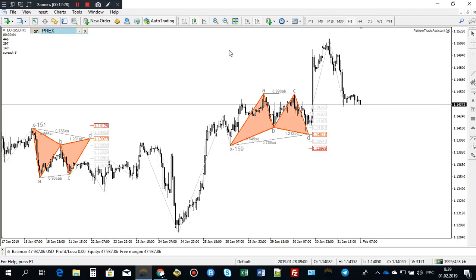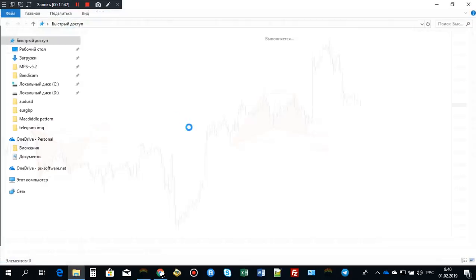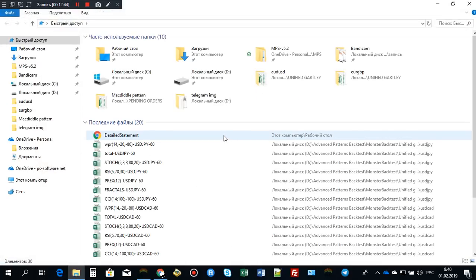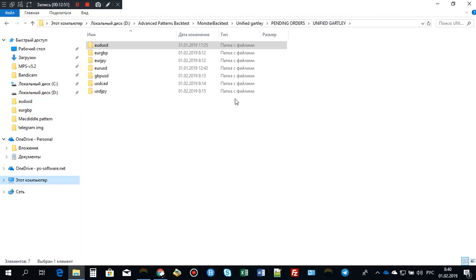And to find some pattern, it's not enough only to know the ratios of the swings. You should find the swings first, and only then calculate the ratios between them. So I will just show you the results I had in my backtest, and here it is. Just go to something unified godly.